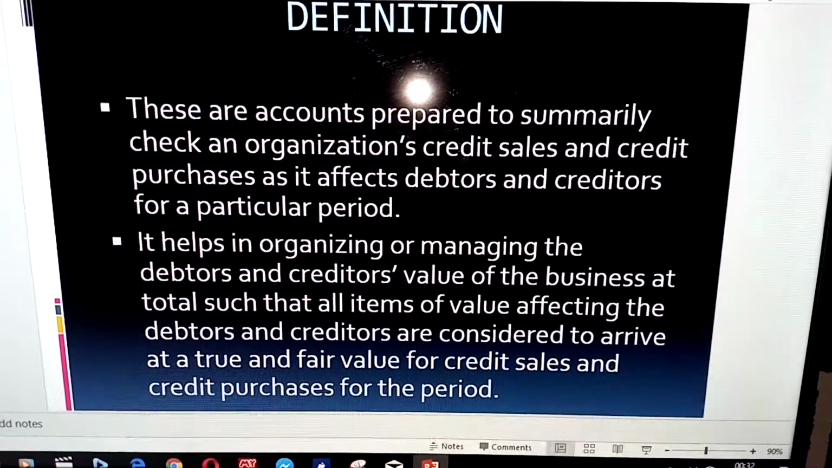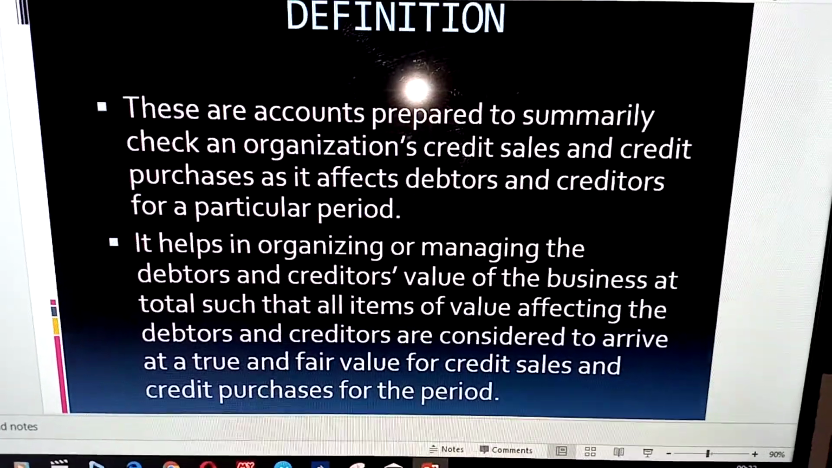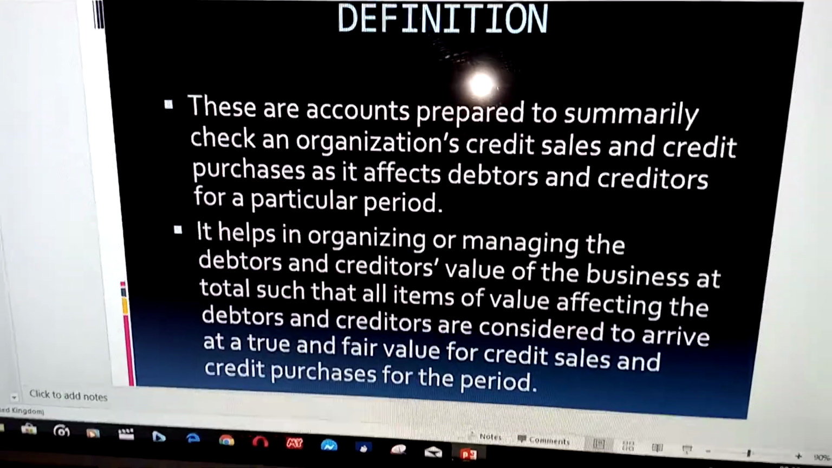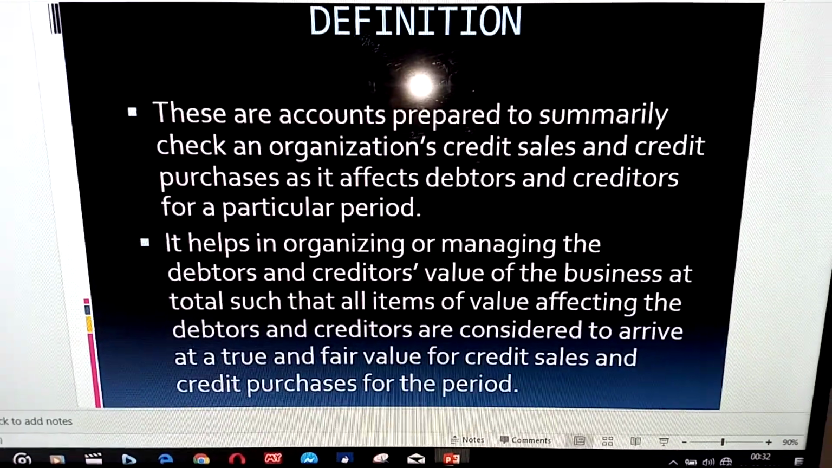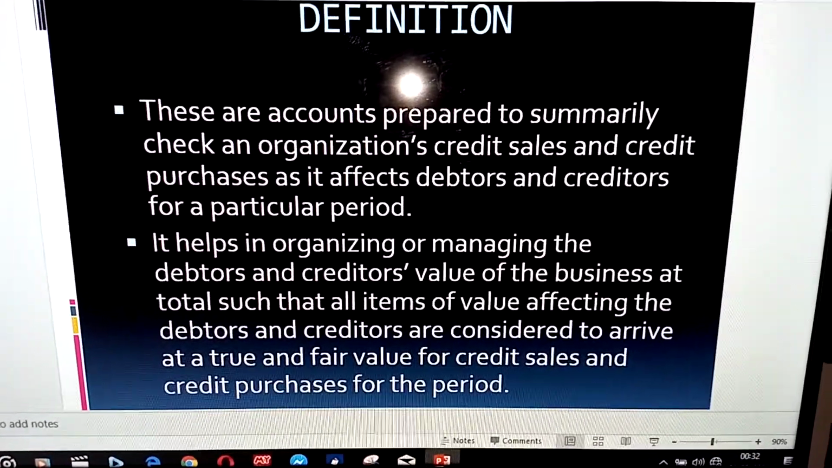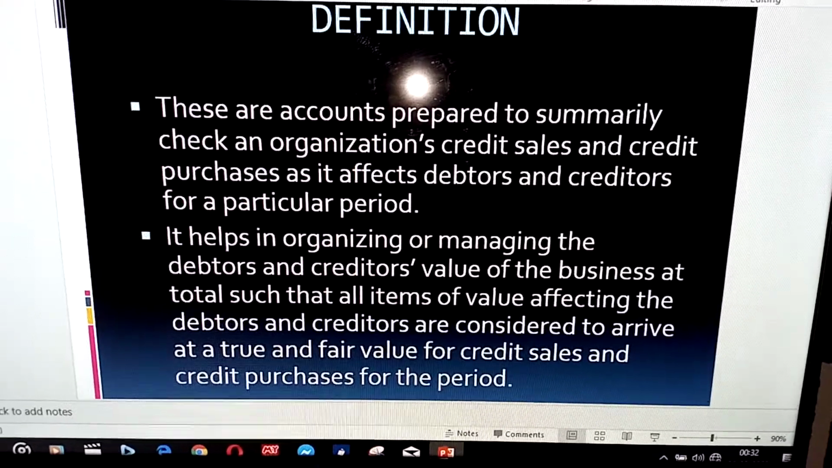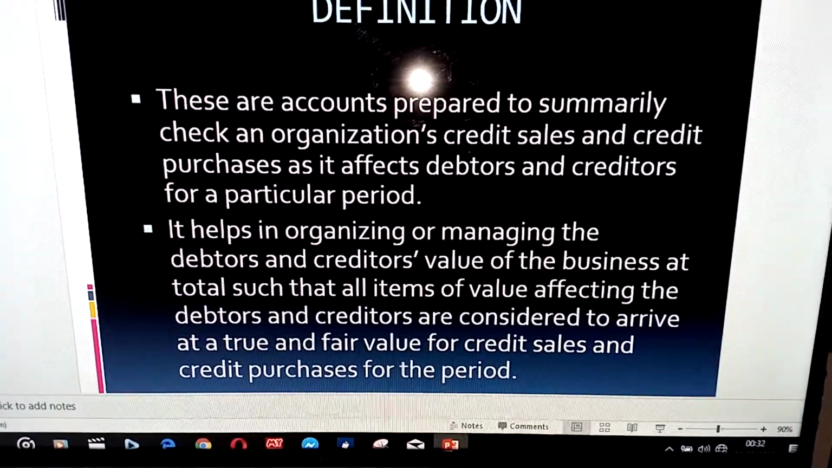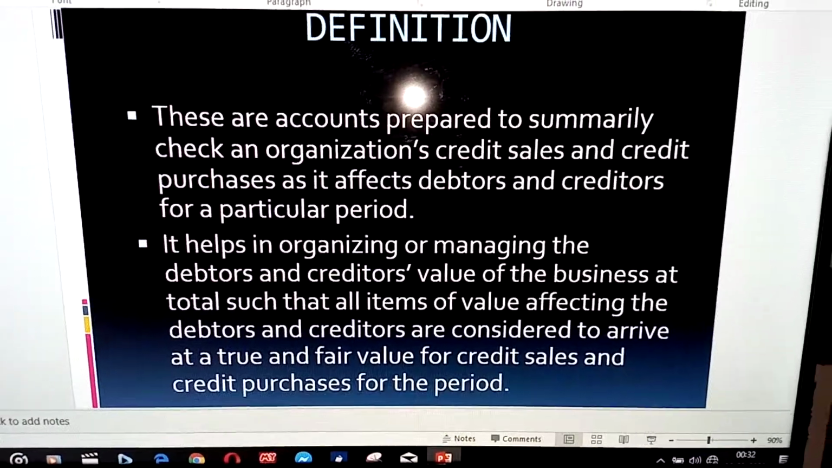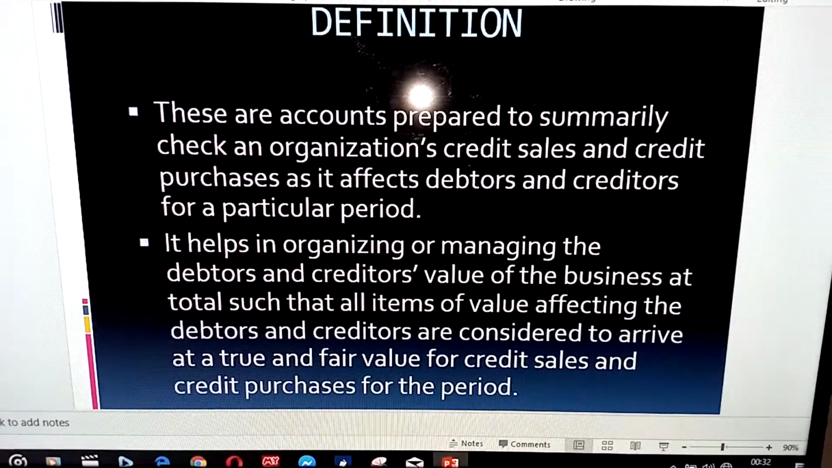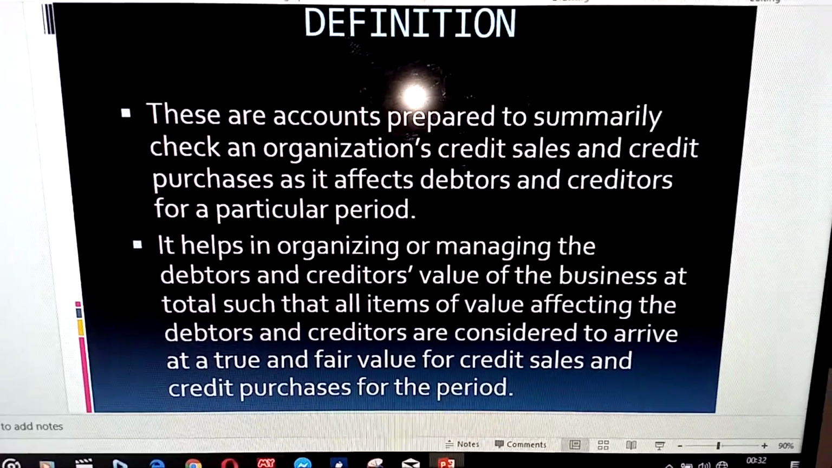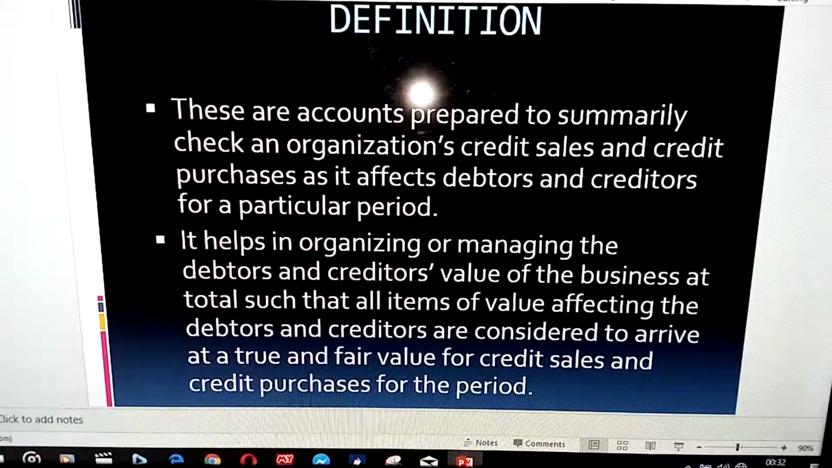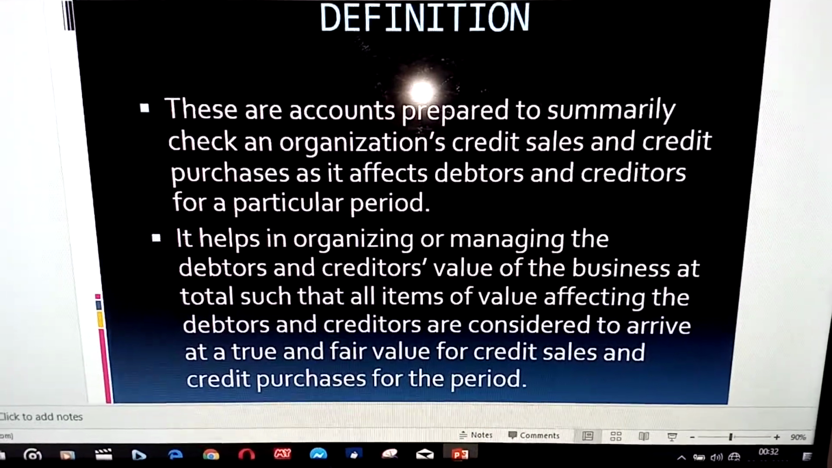Now, there's a need to organize or manage these debtors and creditors balances, such that every item affecting the debtors or creditors is considered to arrive at a fair value for credit sales, credit purchases, debtor balances, and creditor balances. In order to achieve this, there's always a need to constantly check the credit sales and the credit purchases summarily or in total from period to period. The account that we prepare to check this aspect of the activities of the business is what we call the control account.